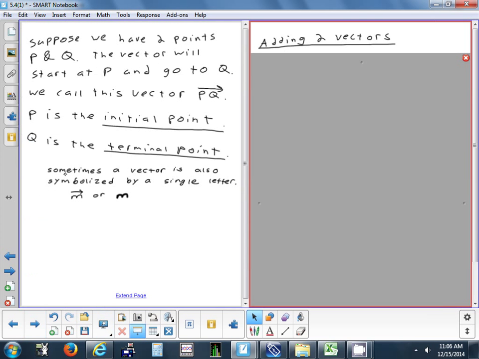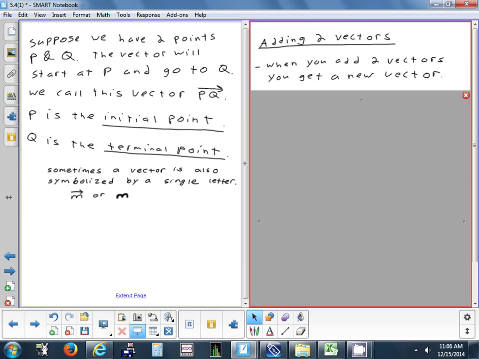Let's take a look at how we add 2 vectors together. Okay, first thing we've got to think about is what happens when you add 2 vectors together. Well, for example, if you take a length in feet plus another length in feet, your final answer is still a length, and it's still in feet. It's just a bigger number. Well, when we add 2 vectors together, we get a new vector. So adding 2 vectors together gives you a new vector.